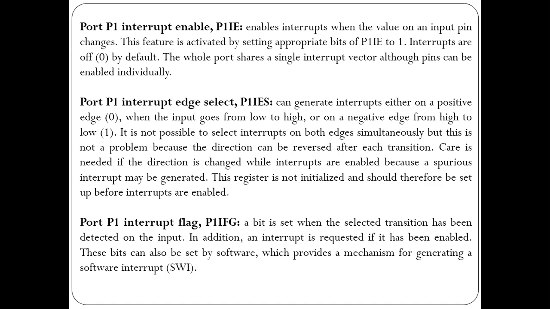IES 0 is nothing but positive edge. IES 1 is nothing but the negative edge. Negative edge means high to low. Positive edge means low to high. IFG is the interrupt flag register, which is used to indicate whether a particular interrupt has occurred or not, or whether an interrupt is pending or not pending. This is decided by IFG.